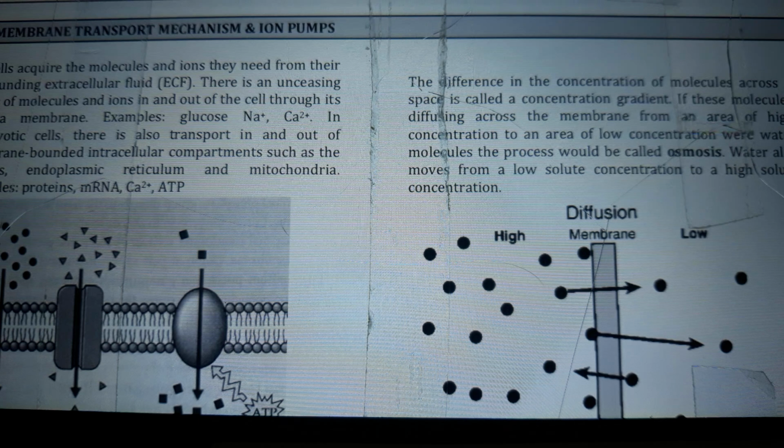Examples: glucose, sodium, calcium. In eukaryotic cells, there is also transport in and out of cell membrane-bounded intracellular compartments, such as the nucleus, endoplasmic reticulum, and mitochondria. For examples, proteins, mRNAs, calcium, and ATP.